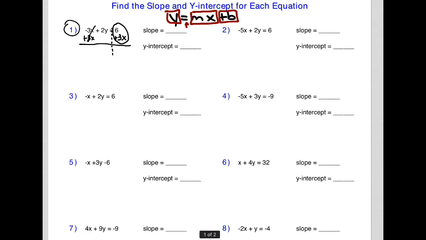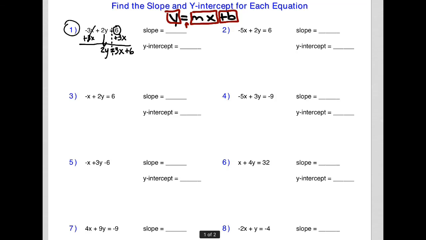All you can do is write them side by side, but in the order you want them in. So we want the x term first, and then, since this is a positive 6, I'm going to put plus 6. So then we want the y-intercept after, but that doesn't mean that's the y-intercept yet. We have to finish solving. So I'm going to bring down my equal sign, and I'm going to bring down my 2y.